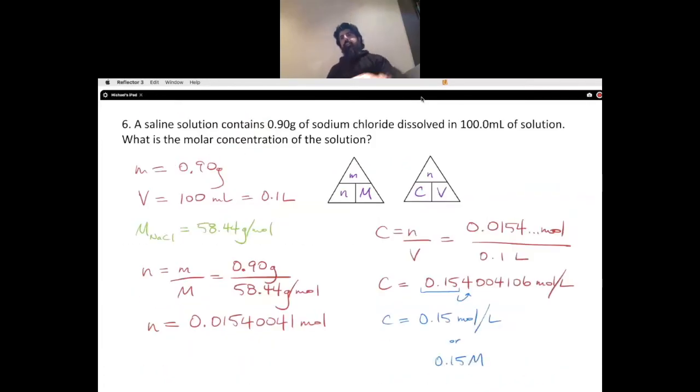Here's one that we're going to take a little time to take up. So if we look at this question here, we've got a saline solution that contains 0.9 grams of sodium chloride dissolved in 100 milliliters of solution. What is the molar concentration? Okay, so we're not looking at a percent mass or percent mass volume or percent volume. It's asking us just for the molar concentration, or it might say just concentration without the molar part.